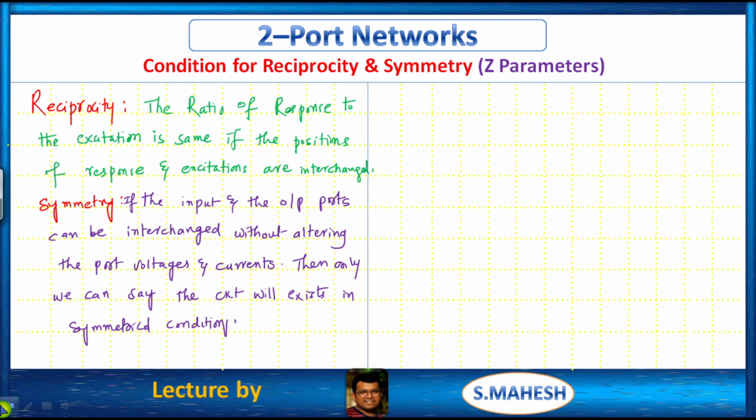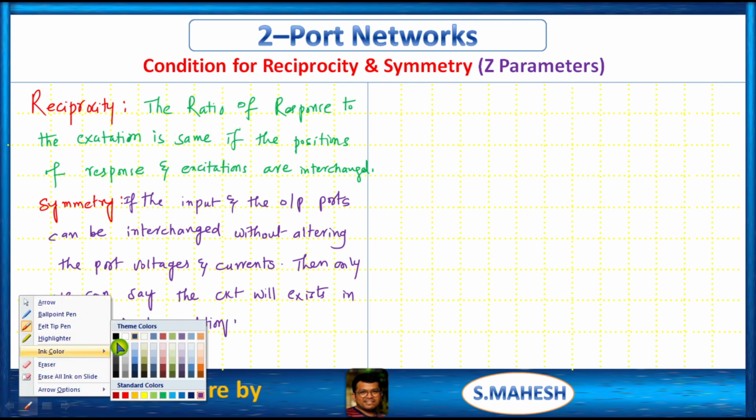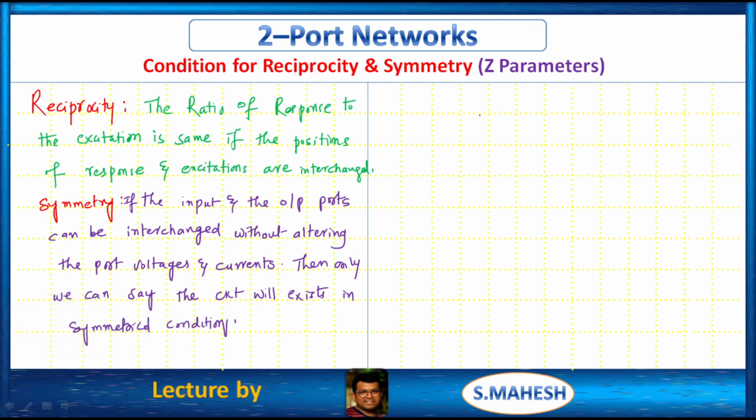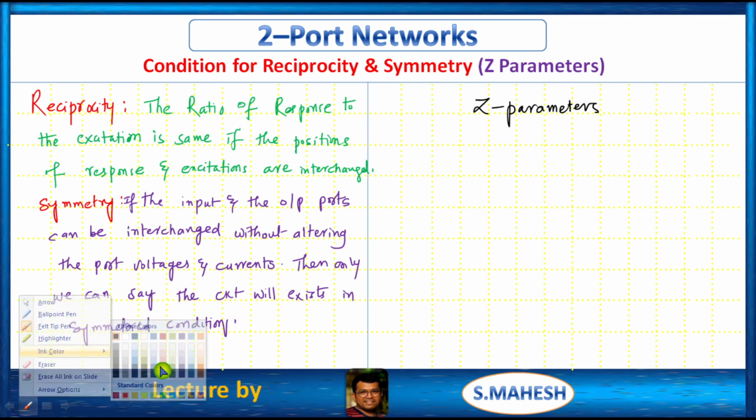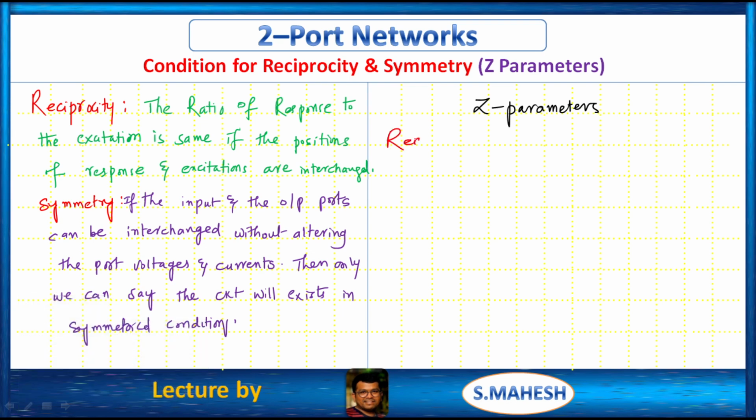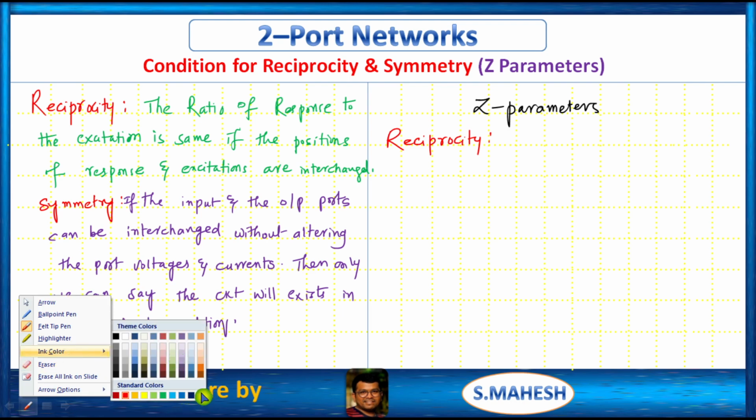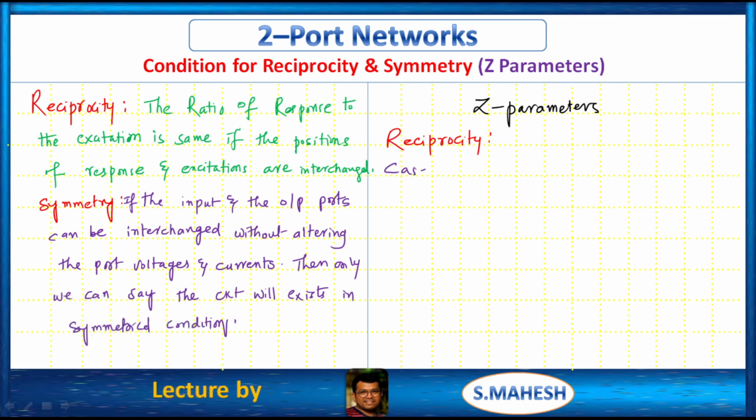Now we have to get the conditions for reciprocity and symmetry in Z parameters. Okay, first I would like to derive condition for reciprocity. To get reciprocity, how many cases we have? We all know that two cases. Case 1, for that, what is the circuit? What is the circuit model?